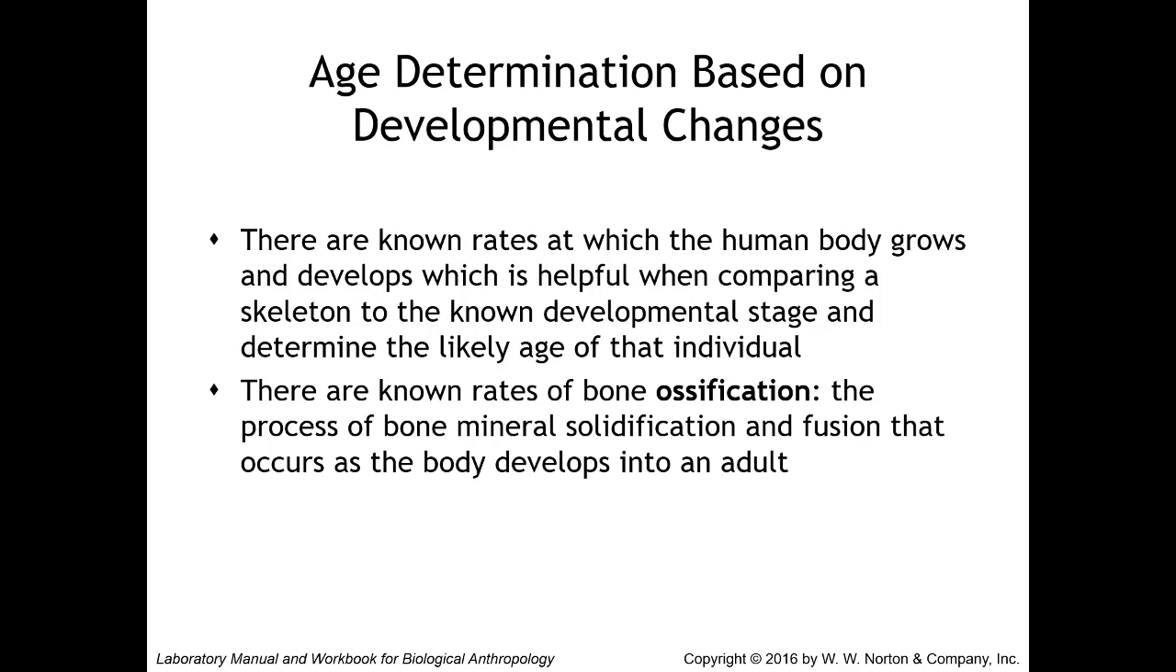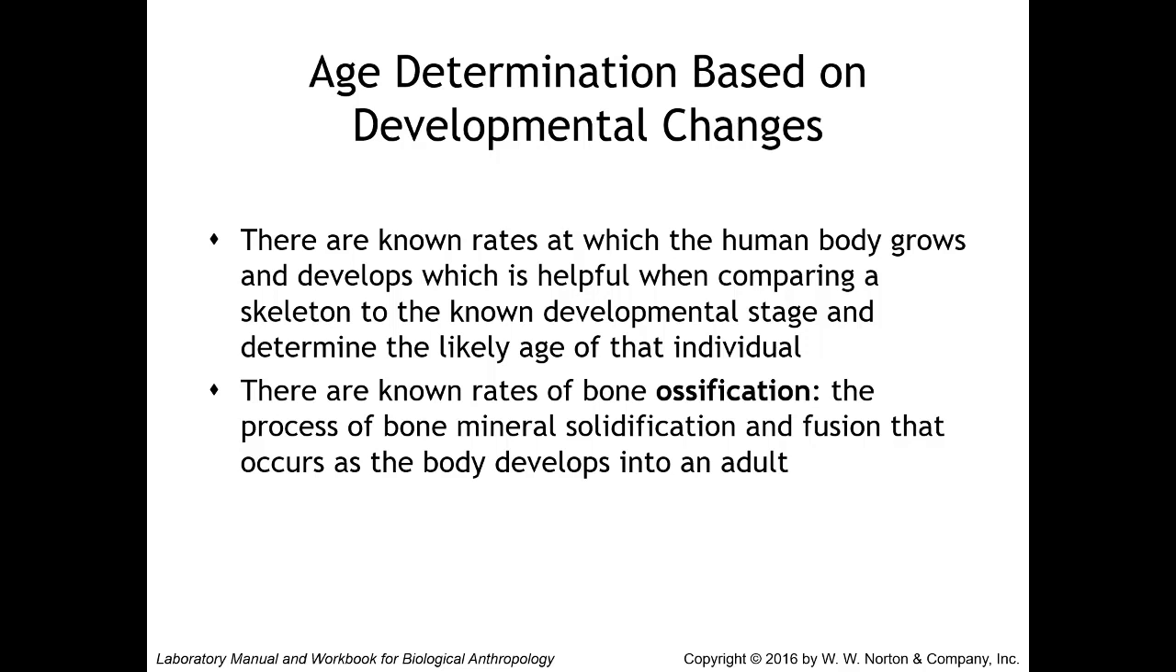So there are known rates at which the body grows and develops, and this is helpful when we are comparing a skeleton to the known developmental stages and determine then the likely age of that individual. These developmental change methods are really suitable for aging our juvenile skeletons because their bodies are still undergoing these changes during growth and development. So a fully adult skeleton, however, cannot be aged using these methods because they're no longer developing.